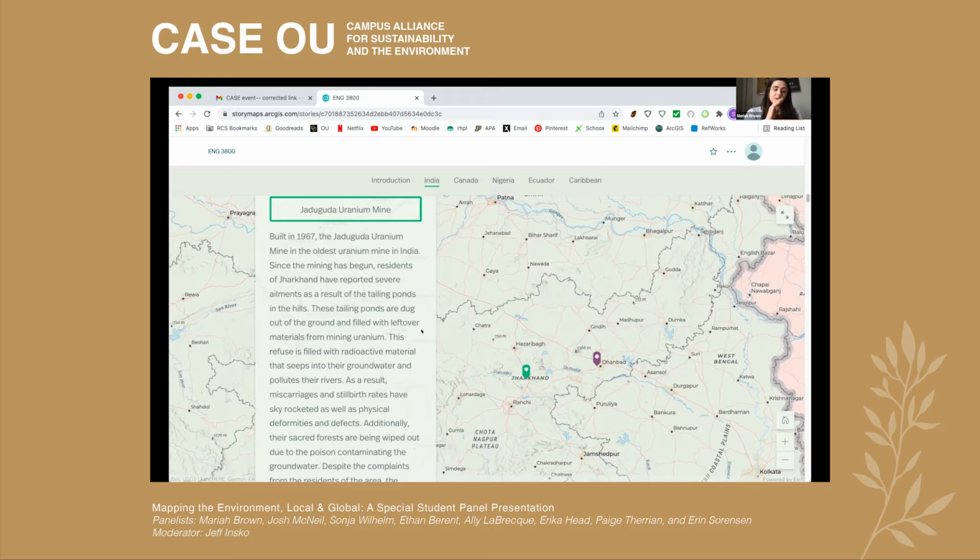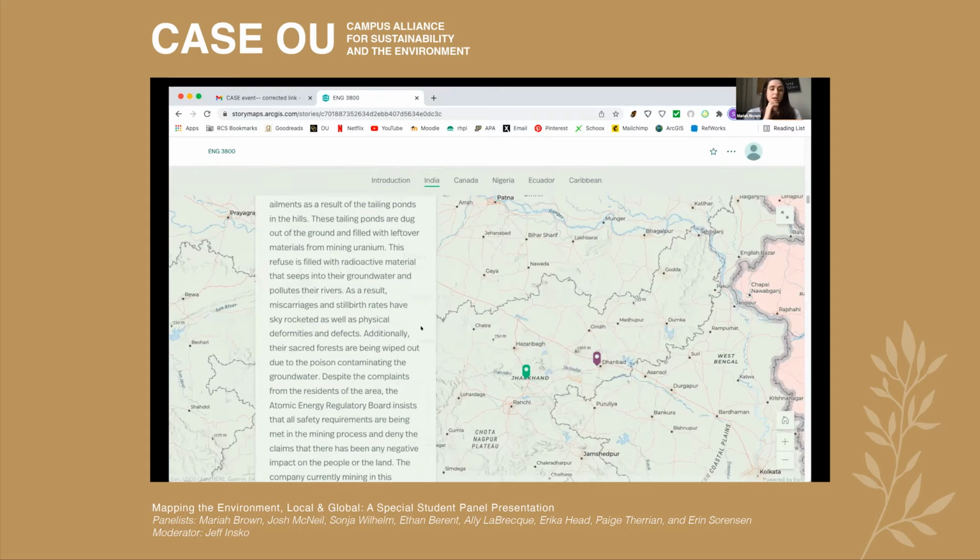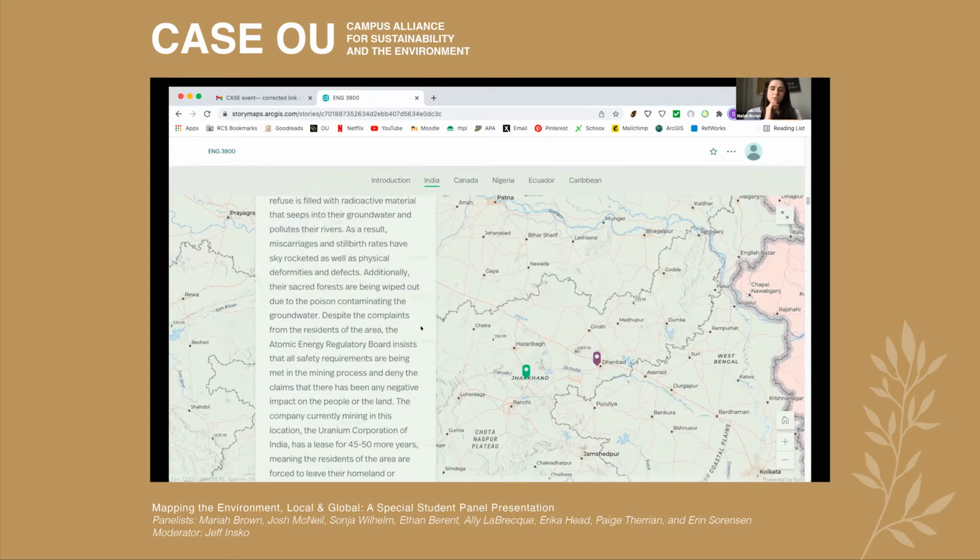As a result, there has been an enormous increase in miscarriages, stillbirths, children being born with physical deformities or defects, and the pollution of their groundwater has corrupted their soil, which is severely hurting their agriculture, which is a means of livelihood for a lot of the people who live in the area. The soil is also so polluted that it's been killing a lot of the trees that are located in forests that they feel are sacred to their culture. So it's affecting their bodies, their businesses, and their beliefs.